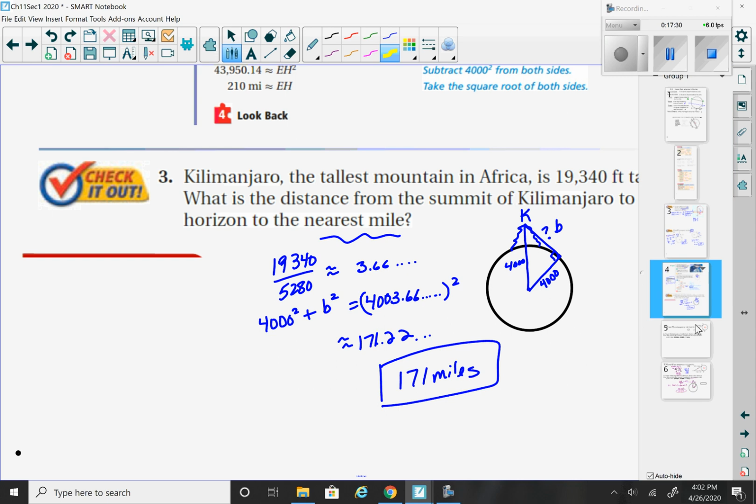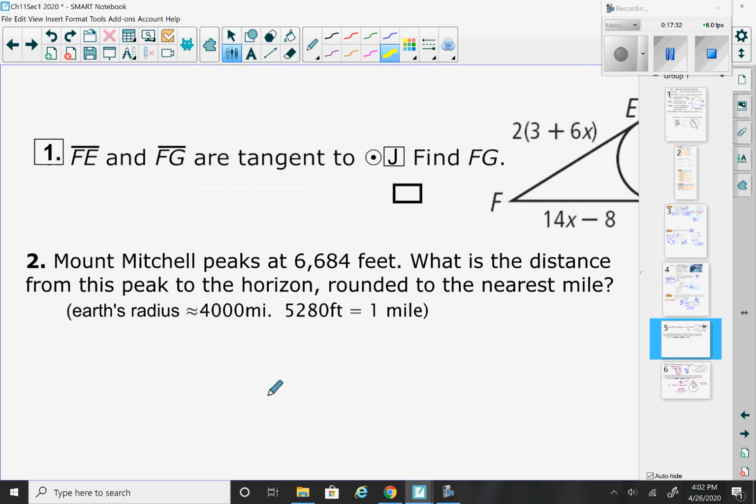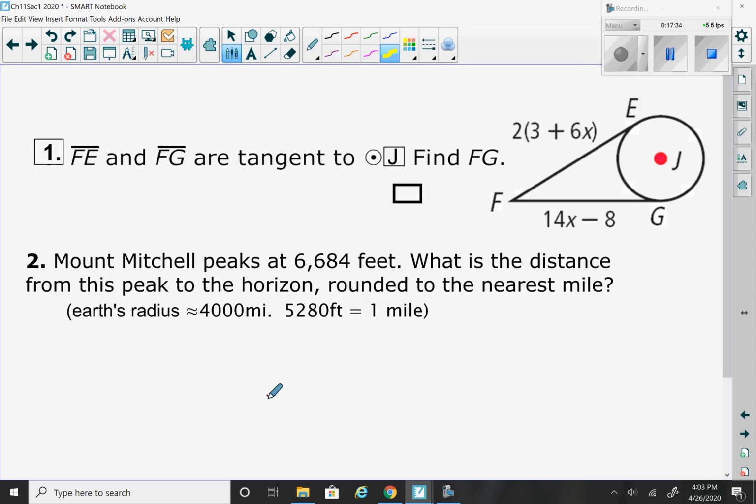Finally, we're going to have you do just a couple practice problems on your own. The first one says FE and FG are tangent to circle J, find FG. And then the second one, instead of using Mount Kilimanjaro, we're using Mount Mitchell, but the same kind of problem that I just went over with you. So go ahead and pause the video and try to solve these two problems.